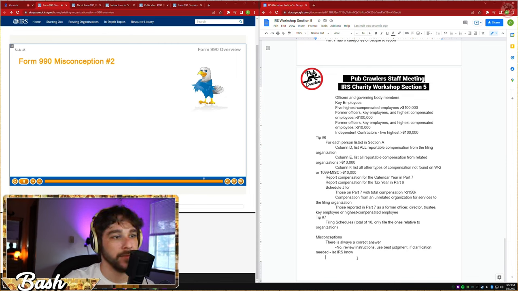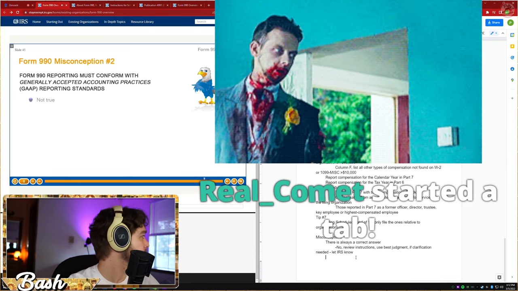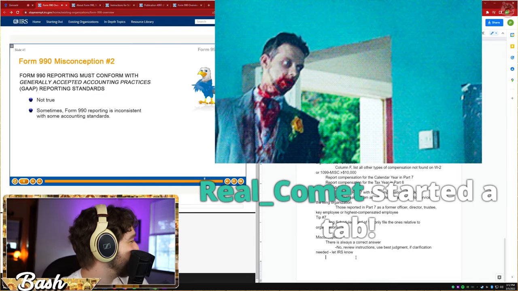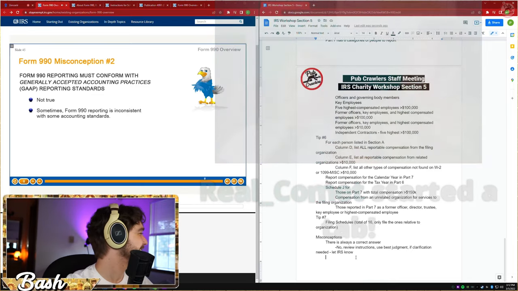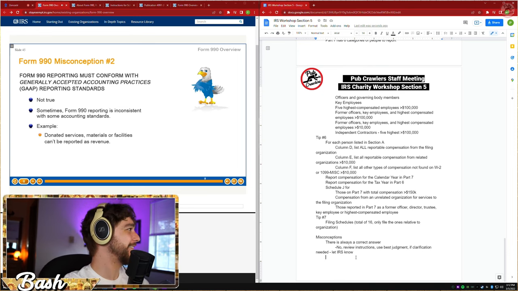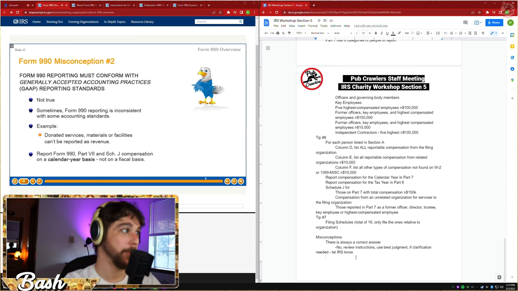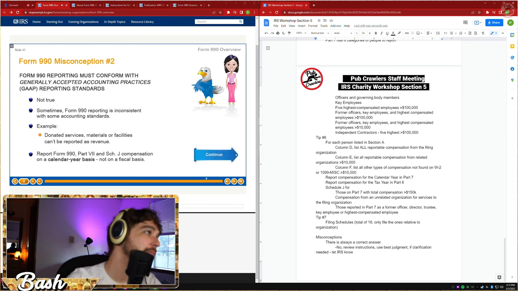The second common misconception is that Form 990 reporting must be consistent with GAAP and other accounting standards. It's not true. Form 990 reporting is inconsistent with some accounting standards. For instance, donated services and the donated use of materials or facilities can't be reported as revenue on Form 990 or in Schedules A or B. Also, compensation reporting in Part 7 and on Schedule J must be made on a calendar year basis rather than on a fiscal year basis. I don't think that applies to my small organization. No, it probably doesn't, but select the Continue button for the last common misconception. It might apply to you.